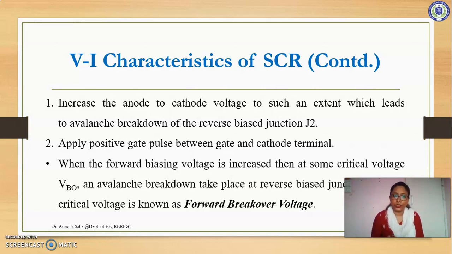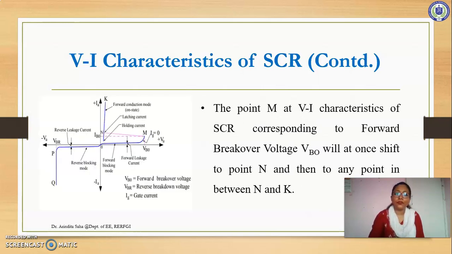Suppose we opt for the first condition, we increase the voltage to such an extent that an avalanche takes place at the reverse biased junction J2. That critical voltage at which this condition occurs is known as the forward breakover voltage. After that, what will happen? This forward breakover voltage will occur at point M. As soon as this occurs, the characteristic will at once shift from M to N, then to any region between N and K.